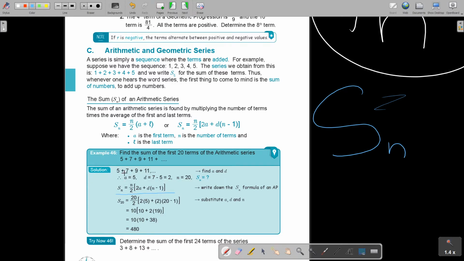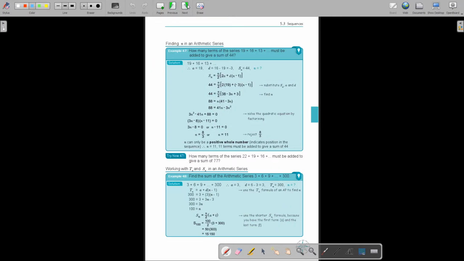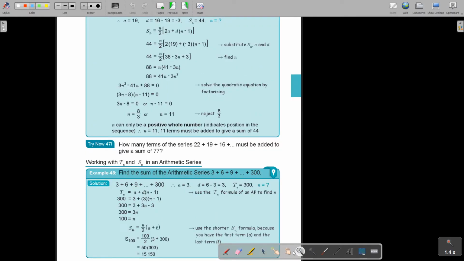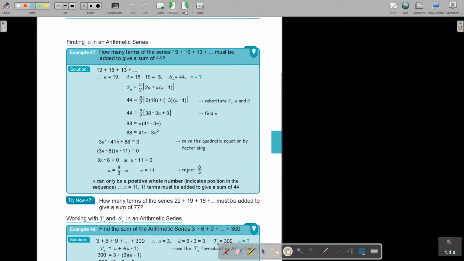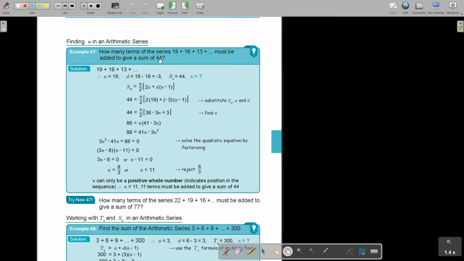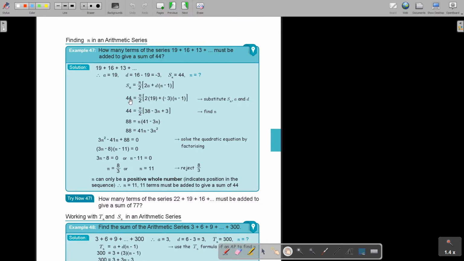Okay, and now again, I'm looking for the sum of the first 20 terms. So I just substitute, the A is the first term, the D is the difference, and I get that. And I don't think I take it too difficult here. Finding N, and I'm just playing around now with that formula. Okay. How many terms must be to this? Now I just substitute in Sn. Do you see? And I must get N.